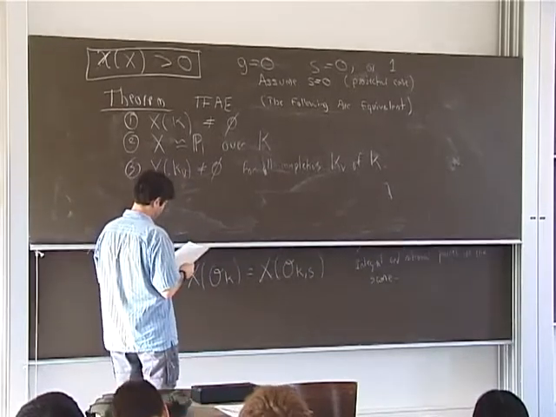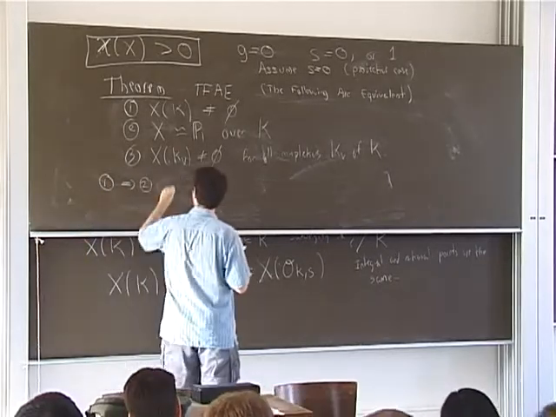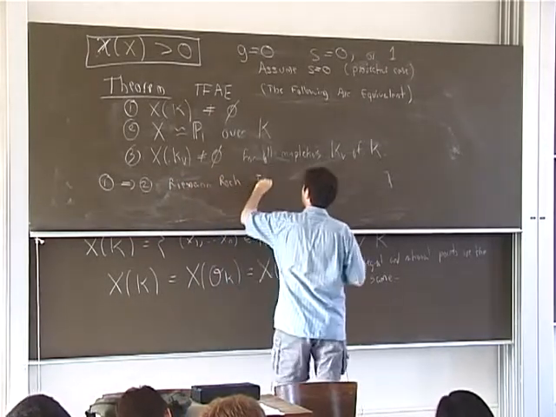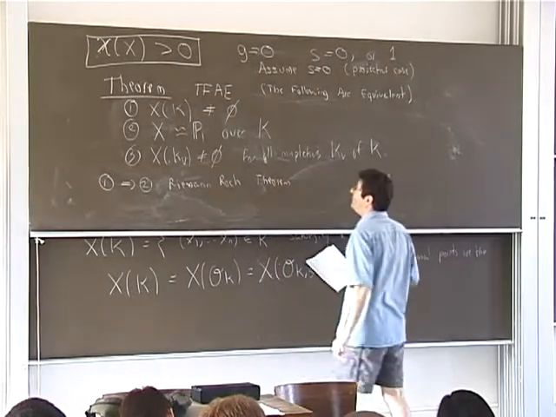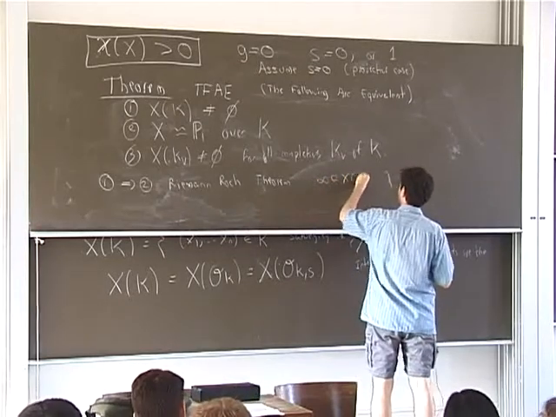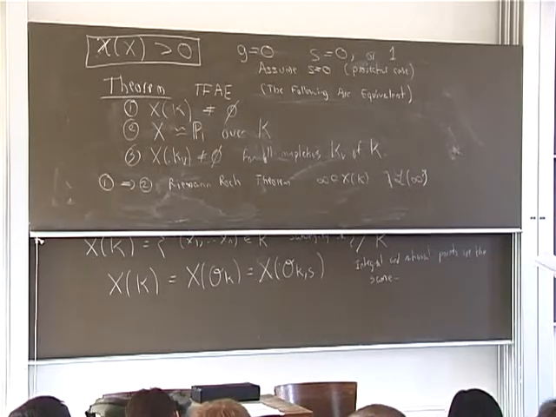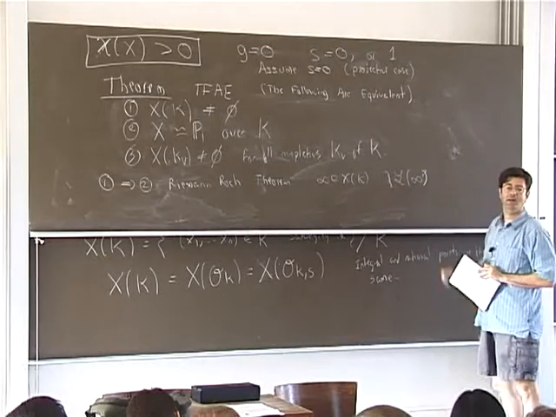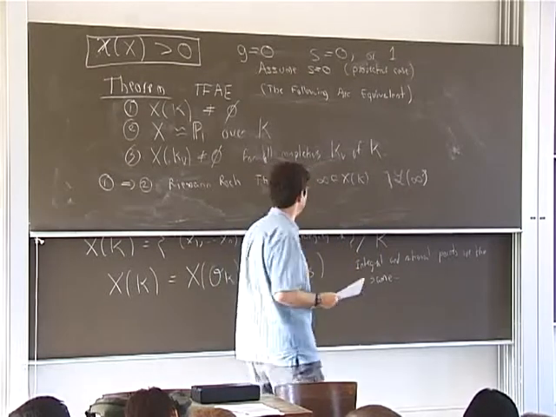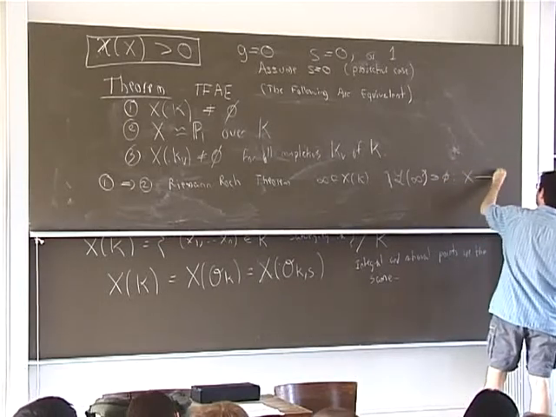The implication 1 implies 2 is the Riemann-Roch theorem, a simple application of it. Namely, if you have a rational point on X of k, let's call it infinity, then you can consider the vector space of functions that have at most a pole at infinity, and that's two-dimensional by the Riemann-Roch theorem. Then you just choose a non-constant function in there, call that phi, and that gives you an identification of X with P1.